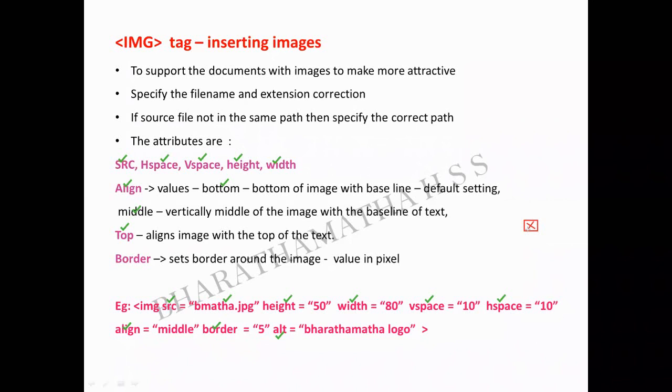Instead of showing your image like this, if that image is not there, you can give an alternate message known as bmata logo, or something related to your image. Whichever image you specify, you can give a message related to that image over here. For that only we have this alt attribute.